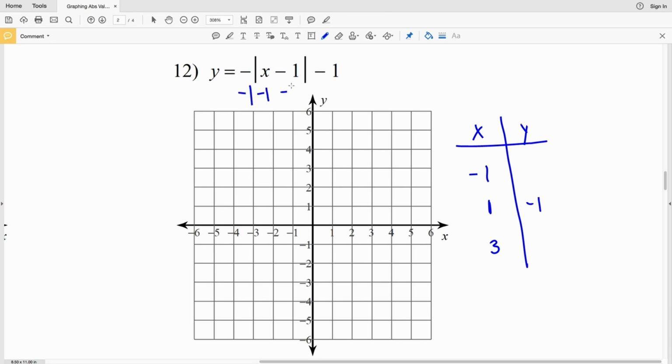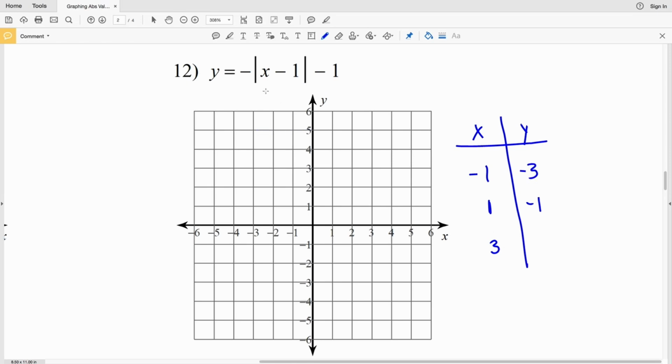Plugging in a -1 for x, we get the opposite of the absolute value of -1 minus 1, minus 1. So we get the opposite of the absolute value of -2, and then minus 1. The absolute value of -2 is a positive 2, but we're taking the opposite of that. So that's -2 minus 1, which is equal to -3. So when x is -1, y is -3.